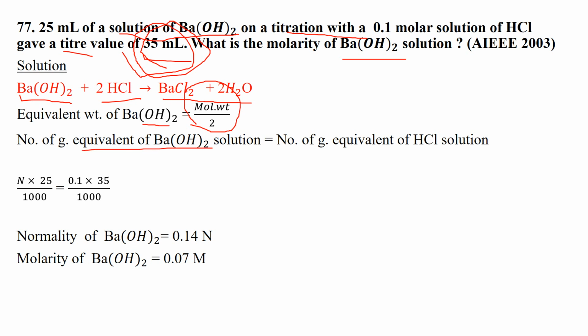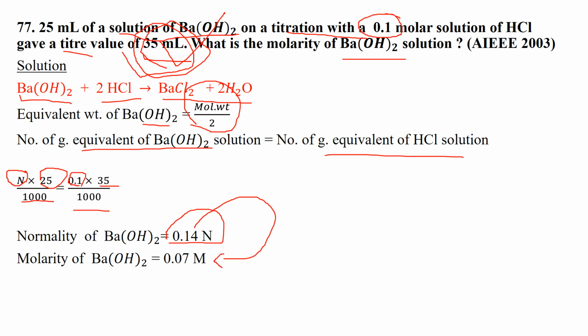The number of gram equivalent of barium hydroxide is equal to the number of gram equivalent of HCl. Then this is the normality of barium hydroxide, which we have to calculate, and 25 is the ml of the solution of barium hydroxide, divided by 1000, equal to 0.1. 0.1 is the normality of HCl. In case of HCl, 0.1 molarity is equal to normality, into 35. 35 is the titer value, that is the HCl solution, divided by 1000. The answer will be 0.14 for normality, and it should be converted into molarity, 0.07. That is 0.14 divided by 2. This 2 is known as N factor.